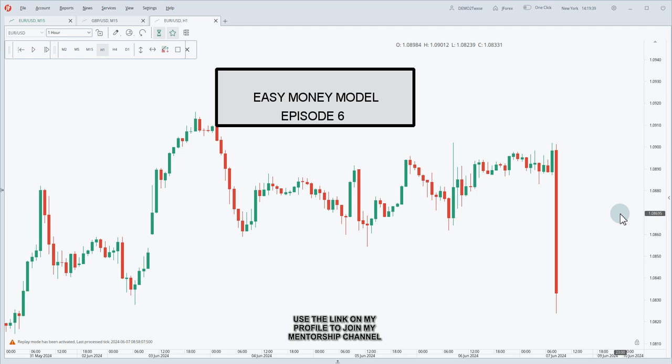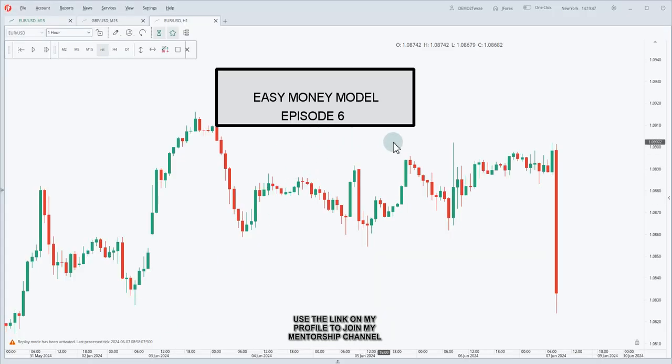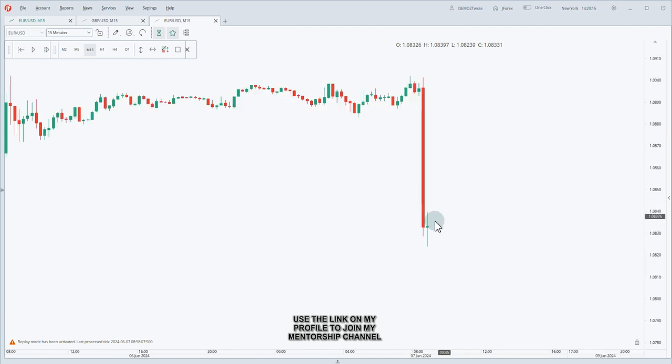Hello guys, in today's video we'll go over this particular trade and how I framed the setup using the easy money model. So as we said, we are only going to search for setup after 9 a.m. So this is the 8:45 candle, and we are going to look for the bias on the 50 minutes time frame. This is the 8:45 candle.